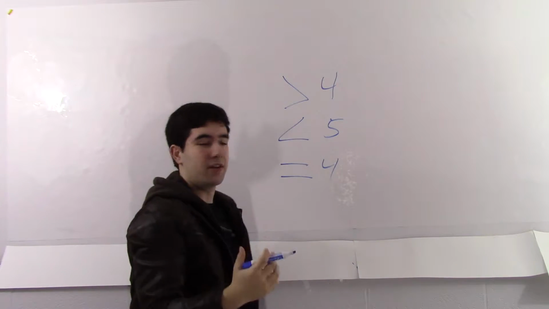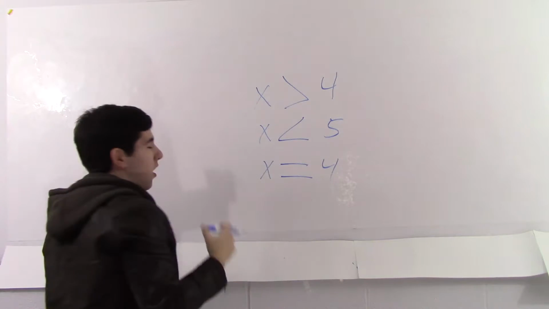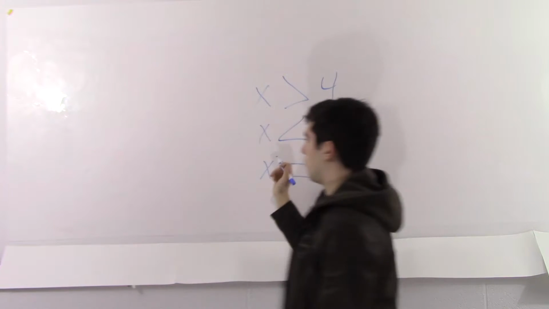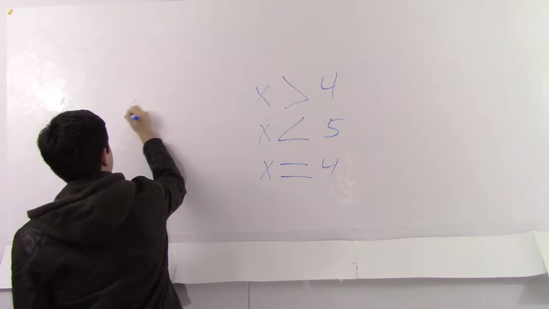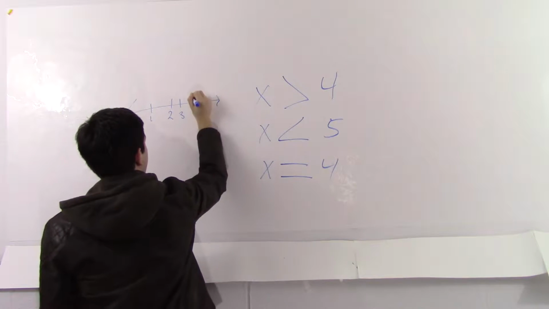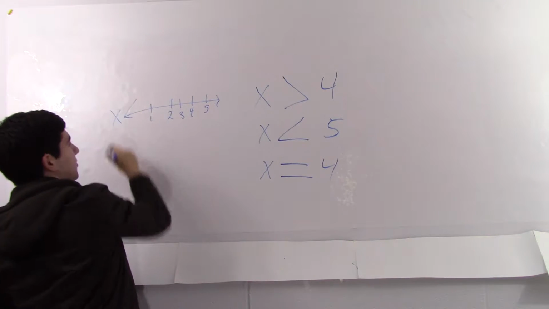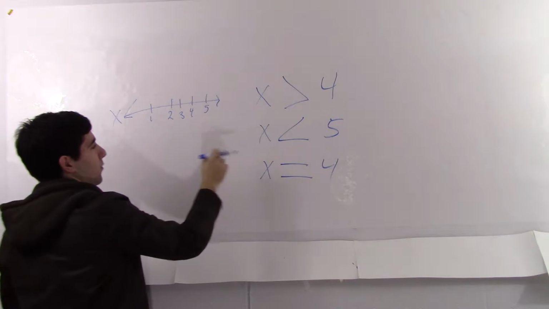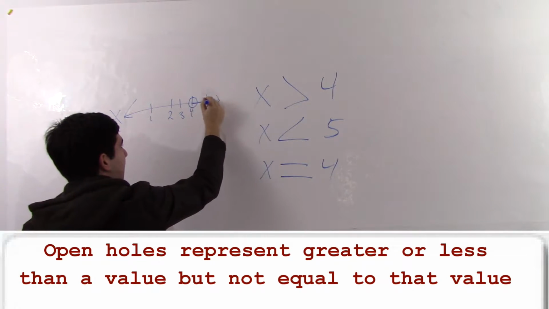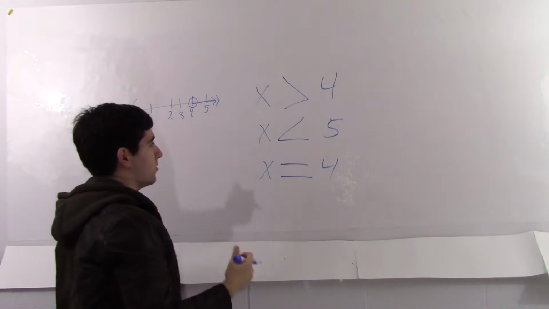But what if we put in a variable? If we put in x into each of these, what would x represent? Here on our first example, we have x is greater than 4. So we know that on a number line, if we have 1, 2, 3, 4, 5, we know that for x, it's going to have to be greater than 4. And it's not equal to, so we put an open hole, and then we would have it going to the right because it's greater than 4. That's what x would equal.